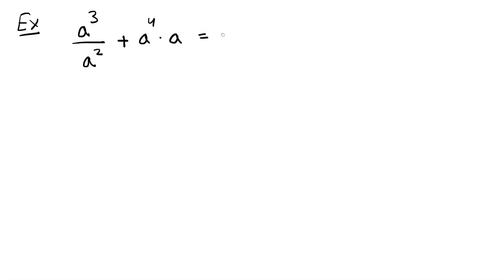Yeah, here we could use the rule for powers. So you take 3 minus 2, since it's the same base. And here is also the same base, we can add the exponents. So it's 4 plus 1. So this is a to the 1, but that's a, plus a^5.